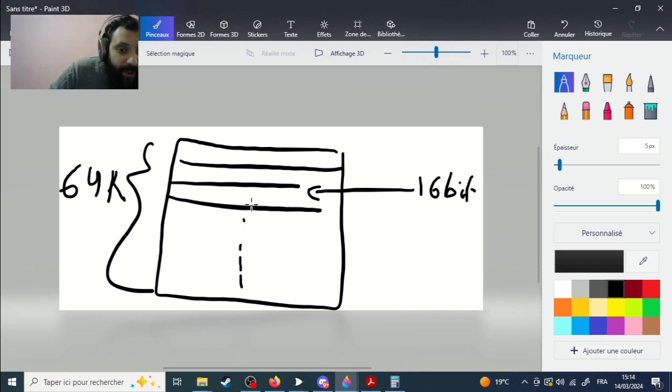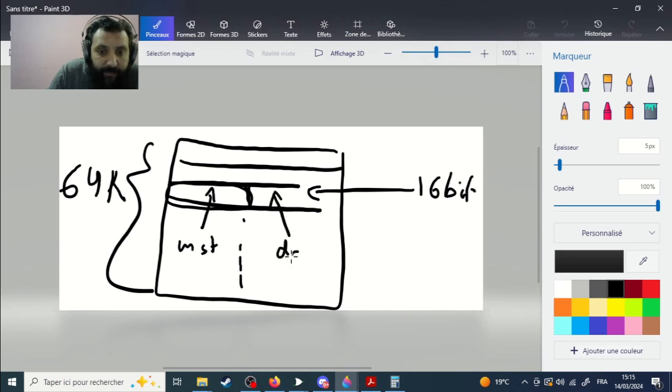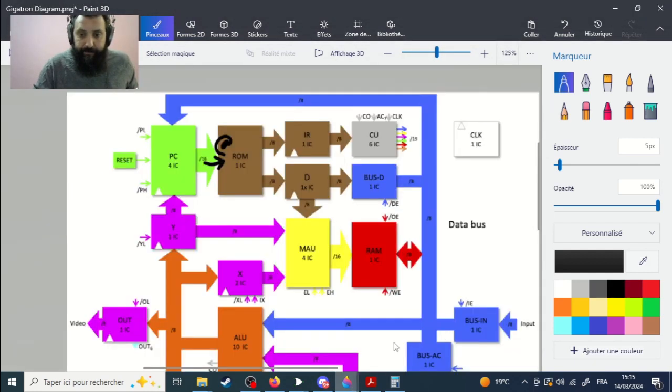Why? Because each cell is divided into two parts. One part is for the code of the instruction, I will write it here, and the other part is for the data of the instruction. We have a part for the instruction and a part for the data.